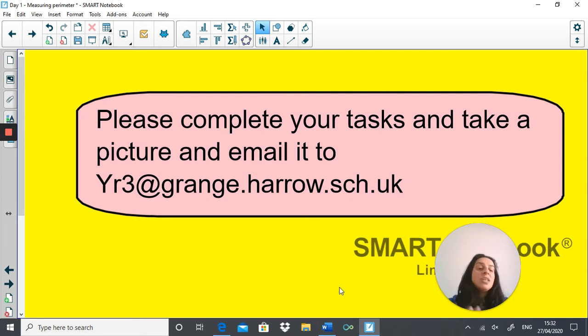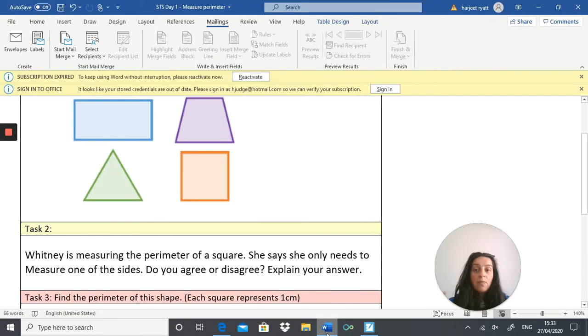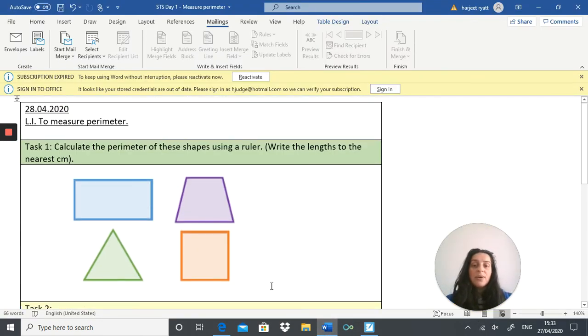I'm going to show you your actual main task. So if you go to the Year 3 website, click onto online learning, click onto Year 3, under the maths heading, there will be a task entitled Maths Task 28th of April 2020. That is what I want you to do today. When you go into that tab, you'll see this page here. So this is asking you to calculate the perimeter of these shapes using a ruler. Using your ruler, it wants you to measure the length of each side, and then add them all together to get the perimeter.